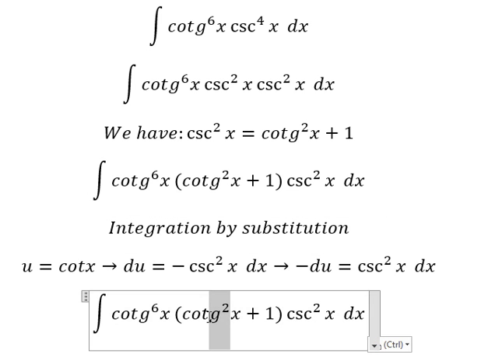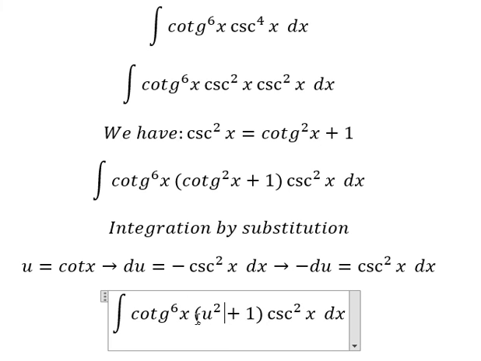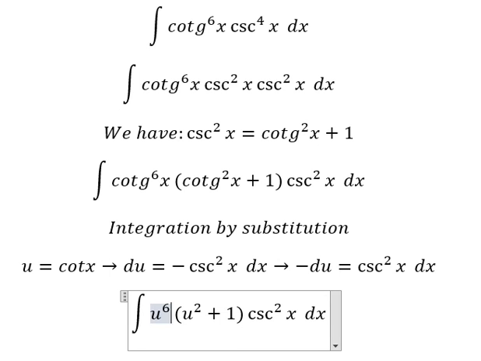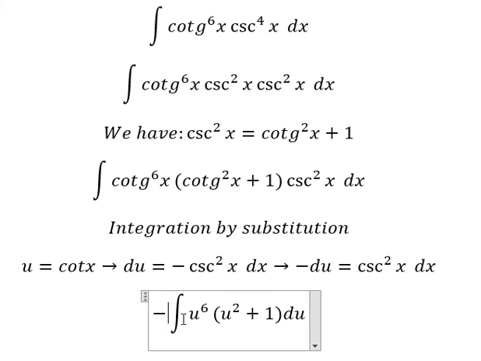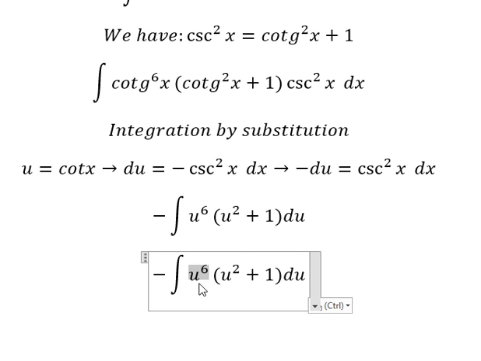So this one we change by u, and we have u squared. Similar for this one, this one we change by negative du. So u to the power of 6 multiplied by u squared and number 1.